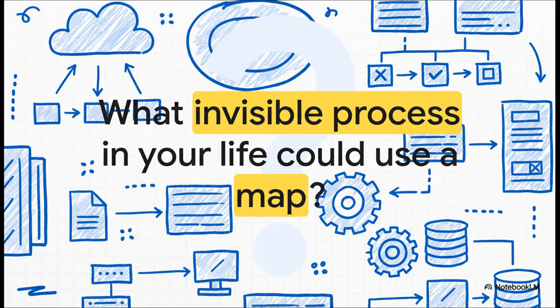So next time you're stuck in some kind of chaotic process, whether it's trying to manage your own budget or just planning a complicated trip, ask yourself, what are the invisible steps that are tripping me up? And how much clearer would everything be if I just took a minute to draw the map?